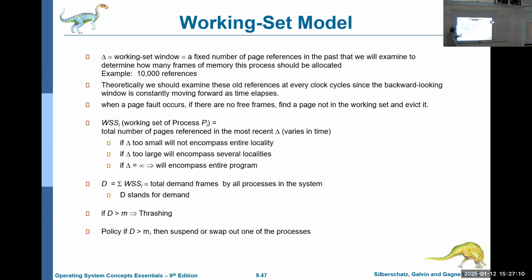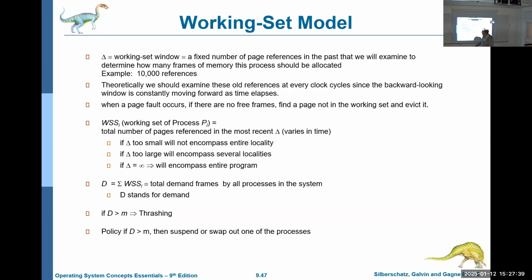Now, D is equal to the sum of all the WSSi. D stands for demand. The total demand for frames by all processes in the system is indicated by D, which is equal to the sum of all the working sets for all the processes. So that's how much demand there is right now.